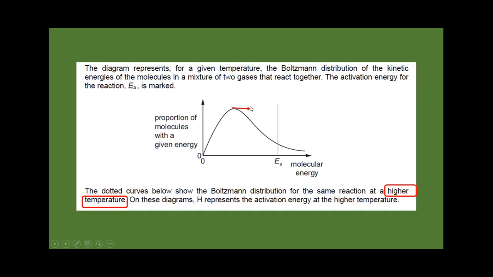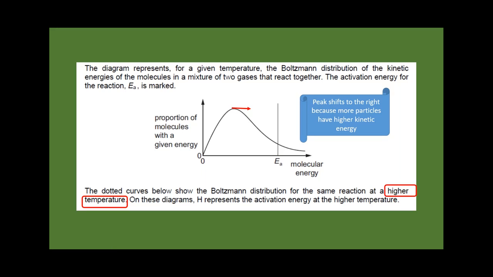Here's an arrow. Now, the peak shifts to the right because more particles have higher kinetic energy. At a higher temperature, particles move faster, therefore they have higher kinetic energy. Or we can say that the peak shifts to the right because the average kinetic energy of the molecules is higher.